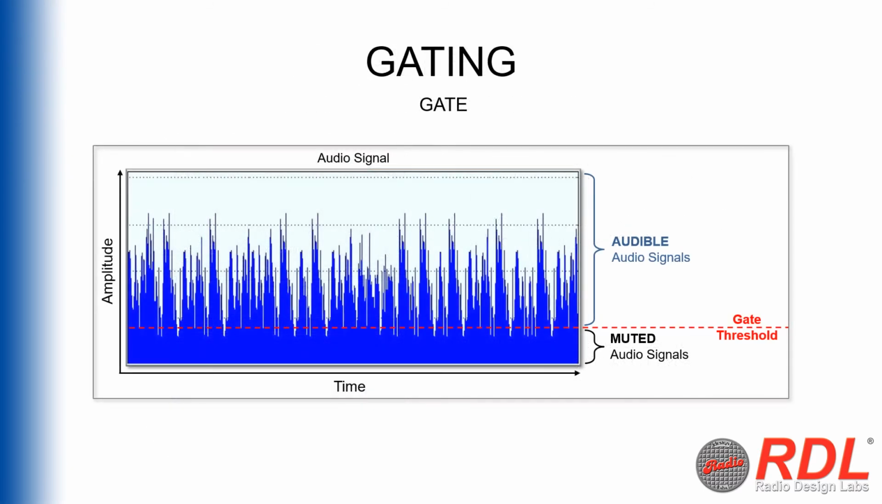A gate is an effect that turns off or mutes a signal when its level falls below a defined threshold. This muting action is typically called closed, as in the gate is now closed. Signals above the threshold pass through. This action is called open, as in the gate is now open. Gates can be standalone units or integrated into other audio devices. They're also known as noise gates since they're often used to mute unwanted background noise.